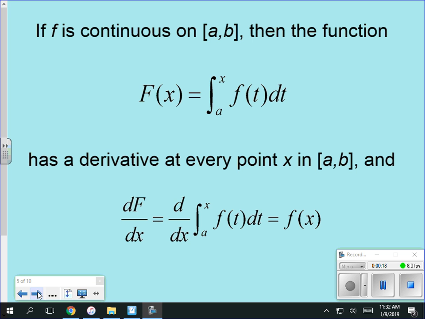If f is a continuous function on the closed interval from a to b, then the function F of x equals the integral from a to x of f of t has a derivative at every point x in a to b, and the derivative of F of x, the derivative of the integral from a to x of f of t dt, is f of x. I know there's a lot of f's in there. Remember, the capital F's are the antiderivatives.